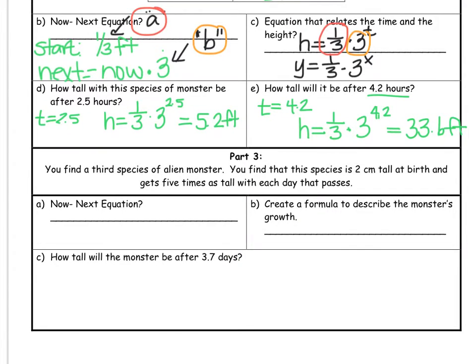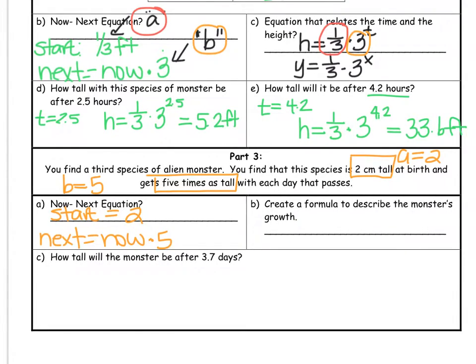So for each of these you need a start, and you need to know what the growth rate is. So where is the monster starting out? The monster is starting out at 2 centimeters tall, so our A is 2, and it's getting 5 times as tall with each passing day, so our growth rate, or our common ratio, is 5. So our start is 2, and if we write a now next, next equals now times 5.